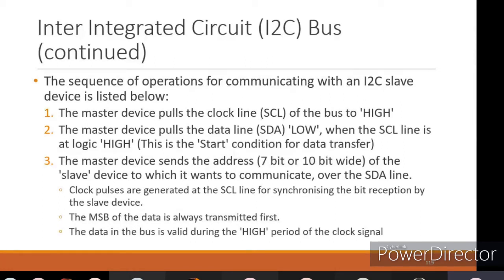The MSB of the data is always transmitted first, and the data on the bus is valid during the high period of the clock signal. Whatever data we are transmitting during the high pulse of the clock, that much only will transfer, and the remaining data will wait for the next high pulse.